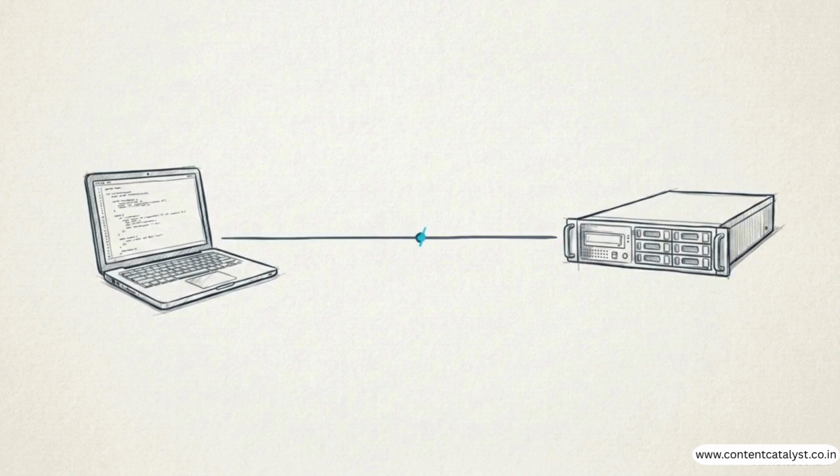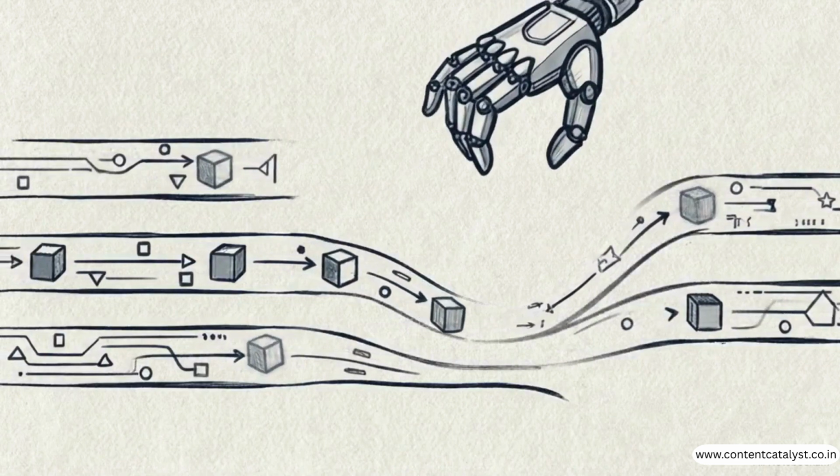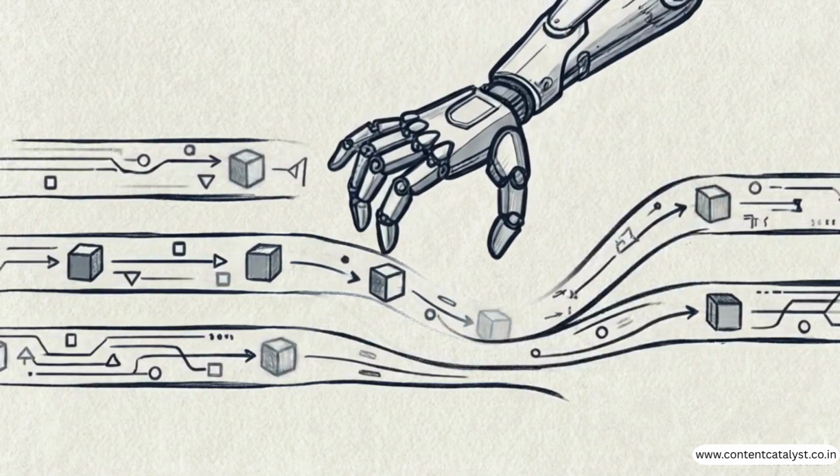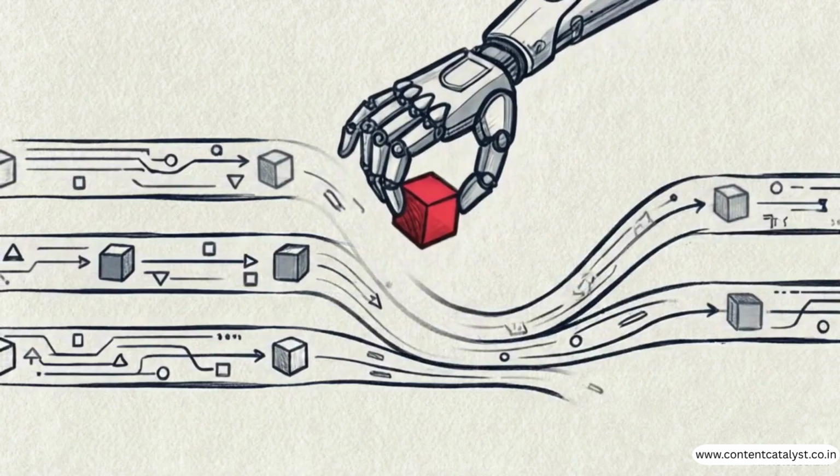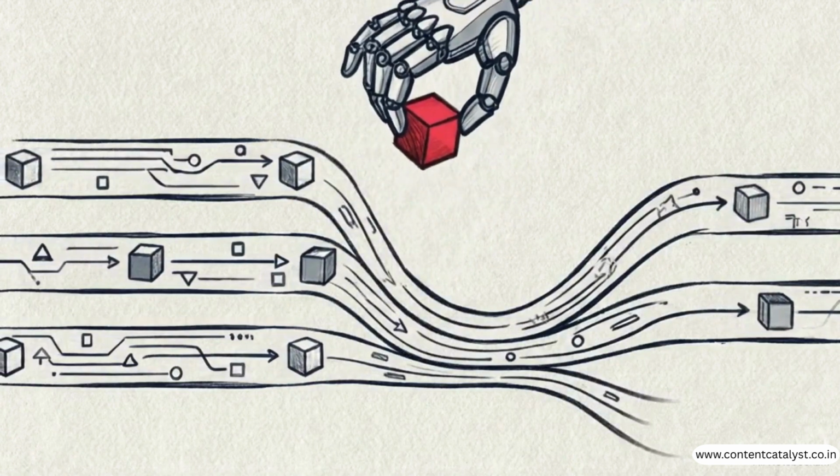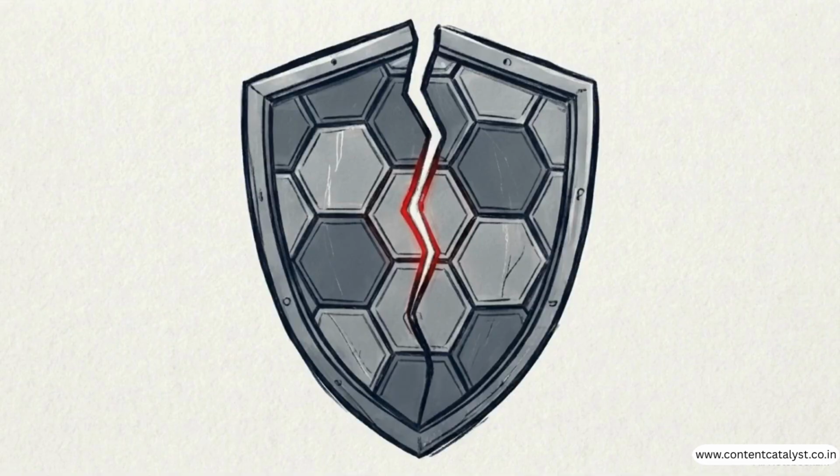Look at this data flowing across a network, moving from point A to point B. But during a man-in-the-middle attack, those communications are intercepted and potentially altered entirely without the knowledge of the sender or receiver. As cyber threats grow more sophisticated, perimeter defenses like firewalls aren't enough.